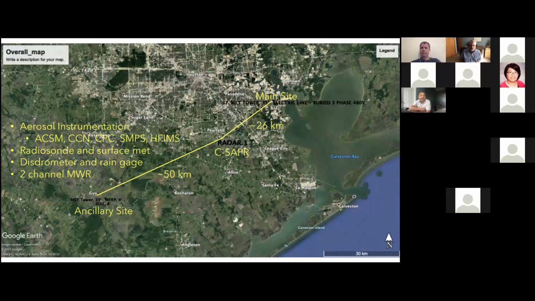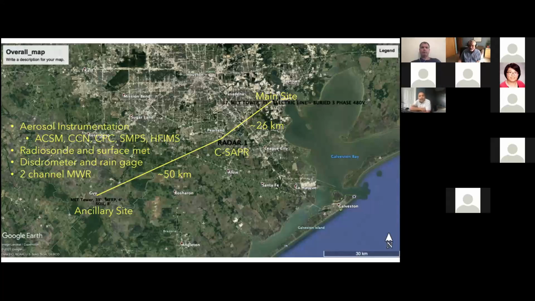And the ancillary site in my mind is pretty cool because that's where you have the aerosol instrumentation, and they're going to have radiosonde launches, etc. in the IOP. And they also have the 2-channel microradiometer, so you can measure the column water vapor and liquid water paths. That's pretty good.